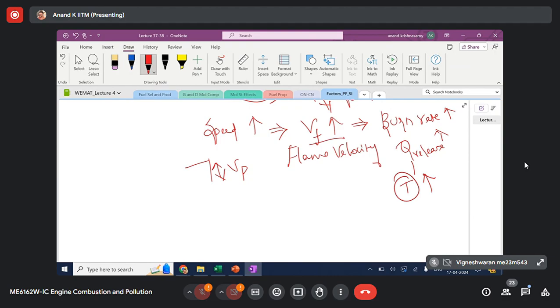There is another effect with the increase in speed. Can you say that is going to affect the temperature? What is the other effect other than the high burn rate? Heat loss, sir. Heat loss. So what will happen to heat loss? With the increase in speed, the time available for heat loss will decrease. So heat loss will be lesser actually in that way. There are two effects from the perspective of heat loss with the higher speed.